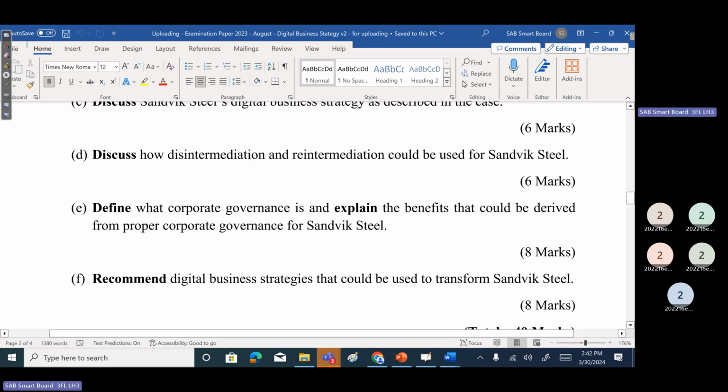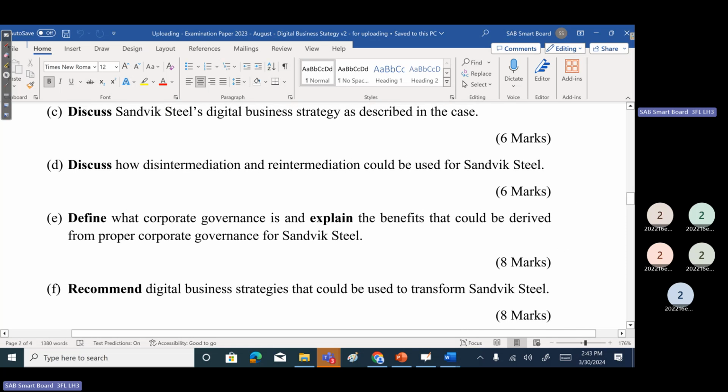Then discuss how disintermediation and reintermediation could help Sandwich Steel. Did we discuss disintermediation, reintermediation, and countermediation? Yes. Apply that. First discuss the concept and apply that to Sandwich Steel. Disintermediation: removal of traditional intermediaries. So in this case, look at who the traditional intermediaries are. Then what's reintermediation? Introduction of new intermediaries.